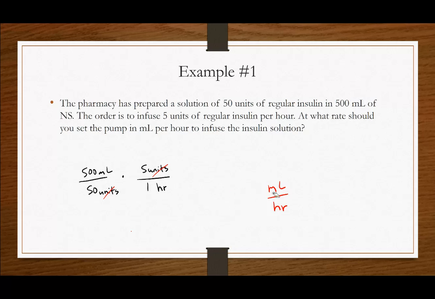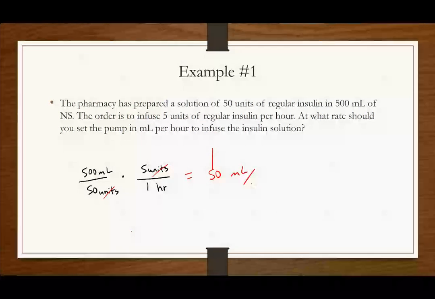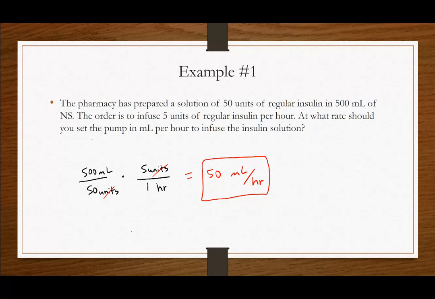So let's work this out together a little bit better. What we should end up with here is, for our solution, 50 milliliters per hour. So there is the rate that we would set our pump to in order to accomplish this goal.